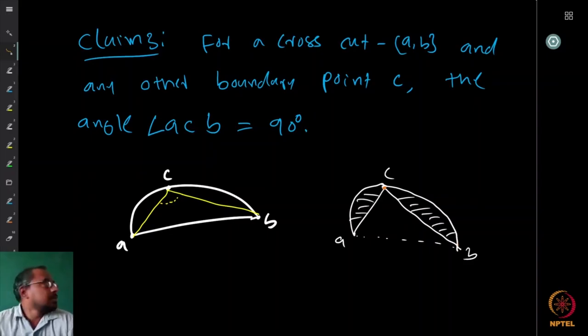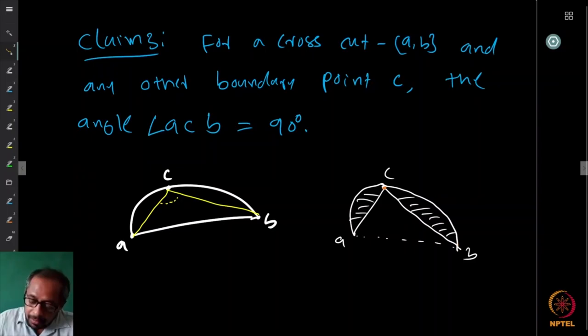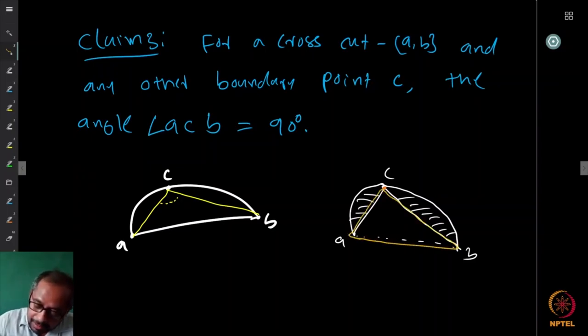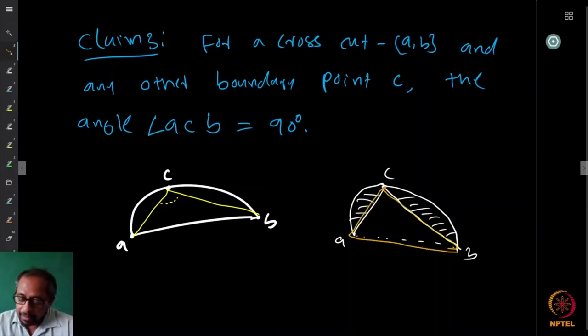Now, once I do this, what happens? All that changes is the triangle in between, this A, B, and C. This triangle changes because the angle between these two line segments changes. Of course, the lengths of this and this don't change, but the angle changes when I rotate.